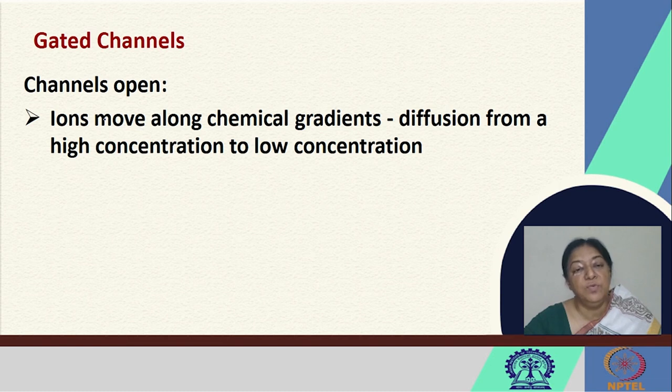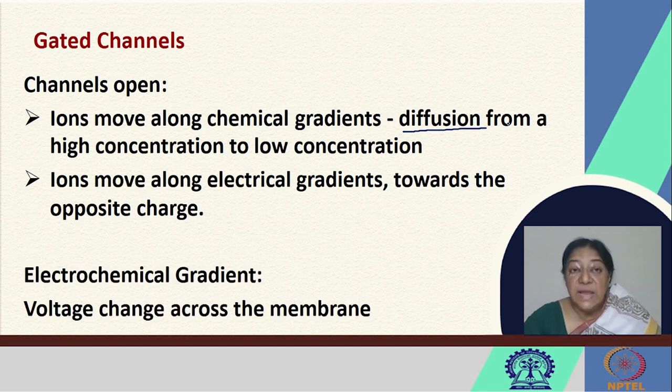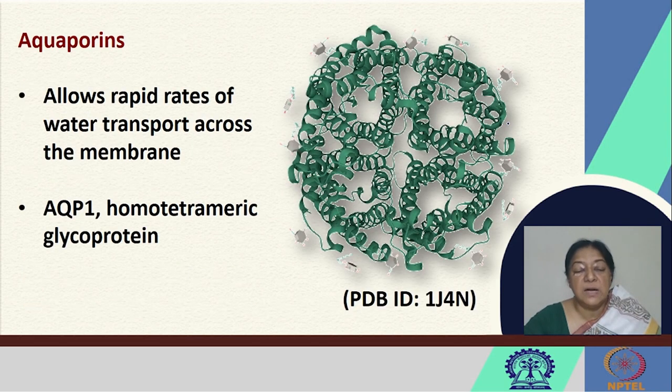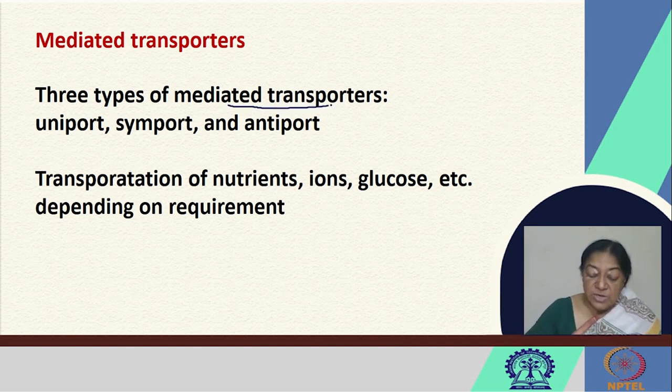With the gated channels open, the ions can move along chemical gradients, and the diffusion process will occur from a high concentration to a low concentration. The ions can also move along electrical gradients, and as would be expected, they would move towards the opposite charge. Then we can have an electrochemical gradient due to the voltage change across the membrane. Aquaporins are such examples that allow rapid rates of water transport through the membrane. Another type of example is mediated transporters. There are three types of mediated transporters: uniport type, symport type, and antiport type.